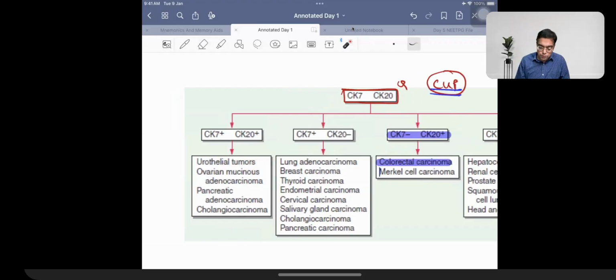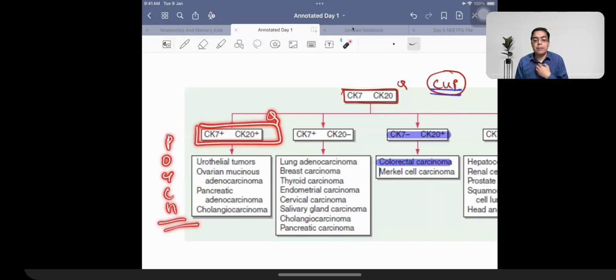Right? Ouch, pouch. Both positive. Pouch is what is going to help you remember that patients are going to be having cancers like pancreatic cancer, ovarian cancers, and the presence of cholangiocarcinoma. So CH is for cholangiocarcinoma, P for pancreatic cancer, O for ovarian cancer, U for urothelial tumors. Right? Both markers are positive.